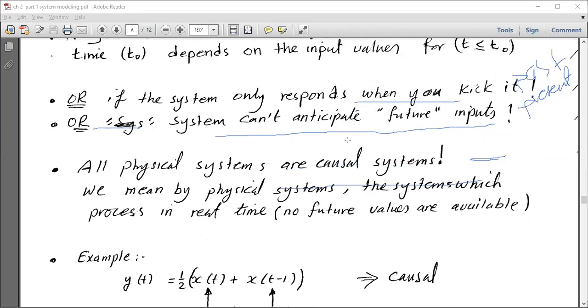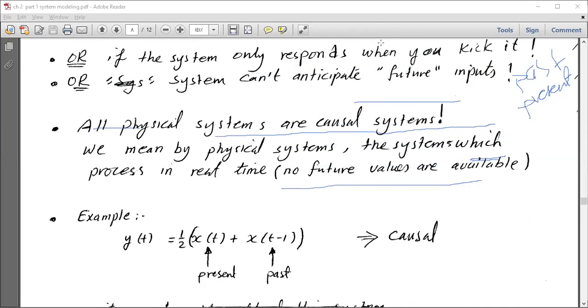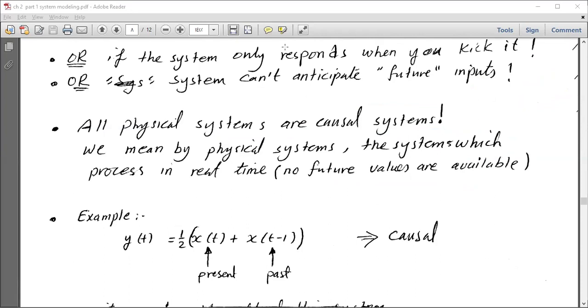Now, all physical systems are causal. This is an argument: all physical systems are causal. What do we mean by physical systems? The systems which process in real time. So no future values are available.